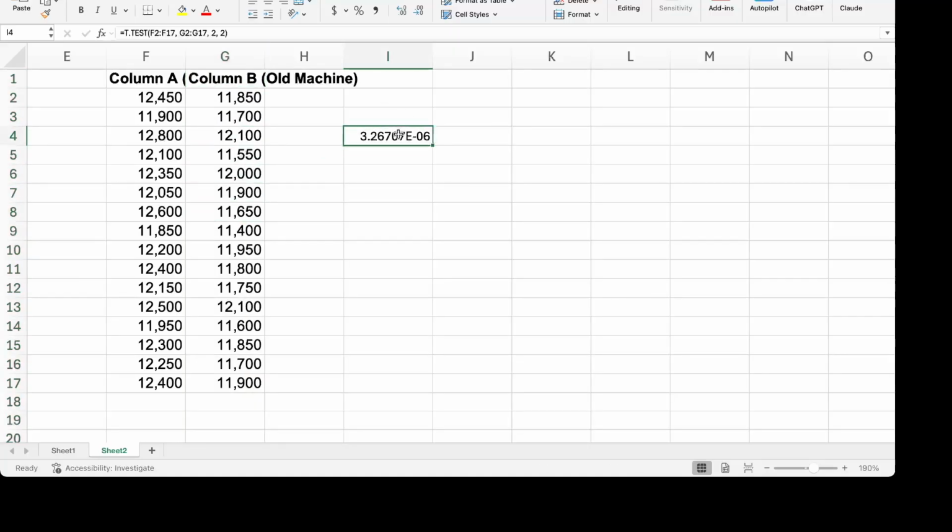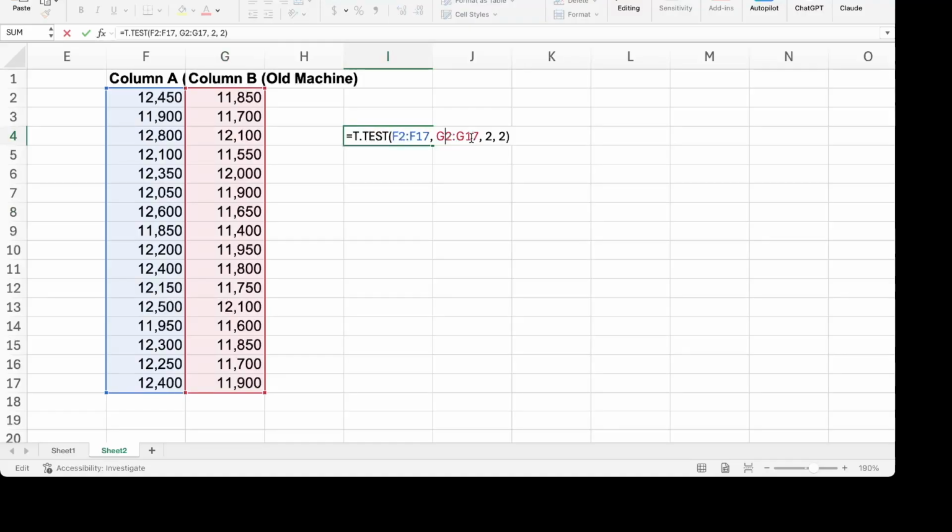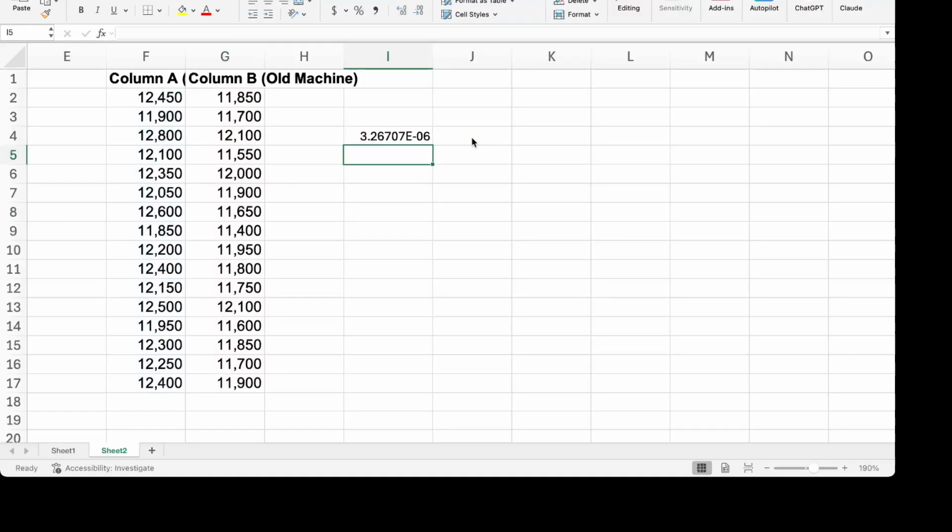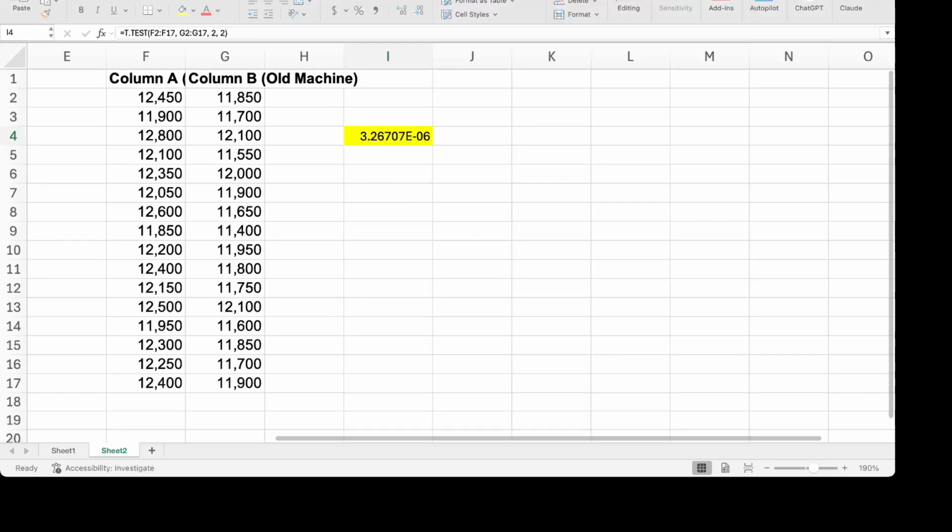The output is your final p-value. Because 0.000021 is vastly smaller than the standard significance threshold of 0.05, you reject the null hypothesis.